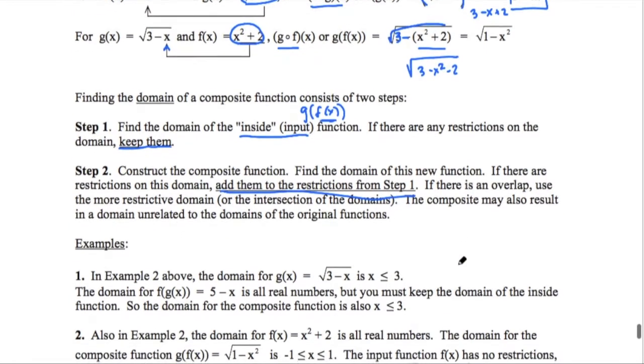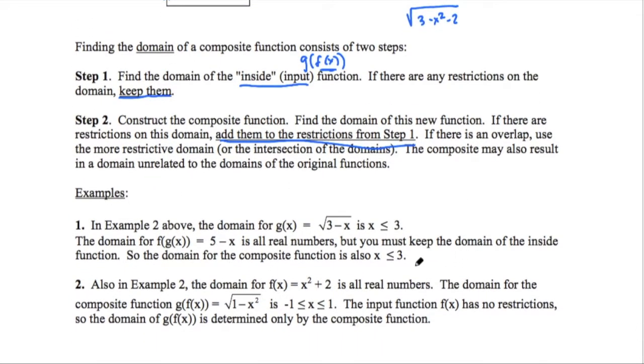Okay, so here's an example, again, worked out for you. It's referring to the one we did above. If we look at g of x is the square root of 3 minus x, this function has a domain x is less than or equal to 3. So that's going to stick with us. Now if we look at the function f of g of x, well, that's 5 minus x. There's no restrictions on that domain. It's all real numbers. But we must keep the domain of the original, so even though the new composite function looks free of all problems, we're still going to say its domain is x is less than or equal to 3. So you have to carry along those problems from before.